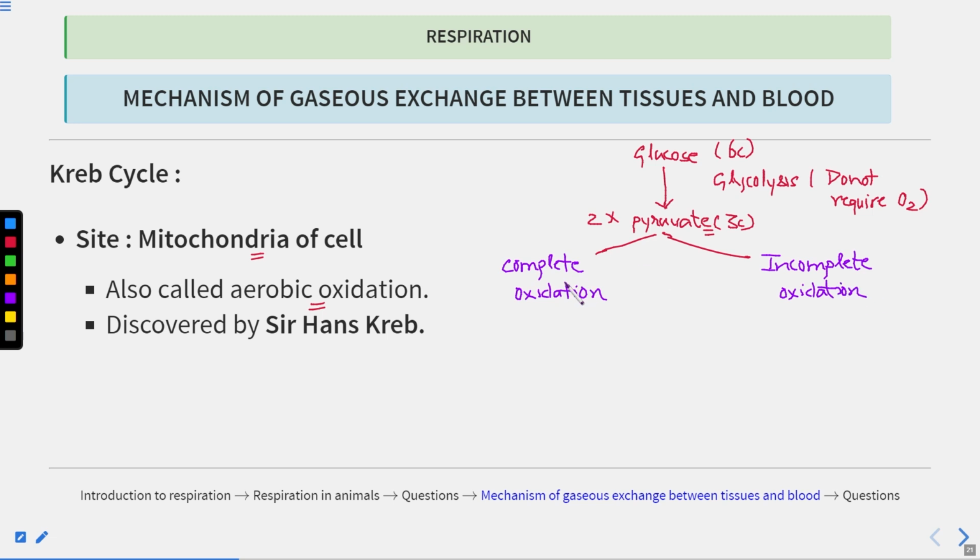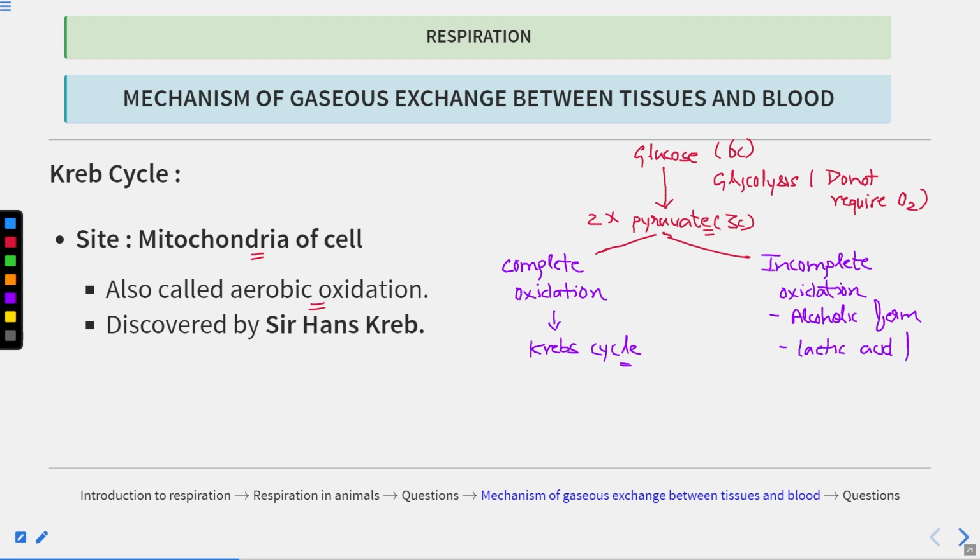Okay, so during complete oxidation, what happens? It will enter into the Krebs cycle, and then later on, the next process will be the electron transport chain and oxidative phosphorylation. Now, during incomplete oxidation, the pyruvic acid will undergo alcoholic fermentation, as well as what? It can also undergo lactic acid fermentation.